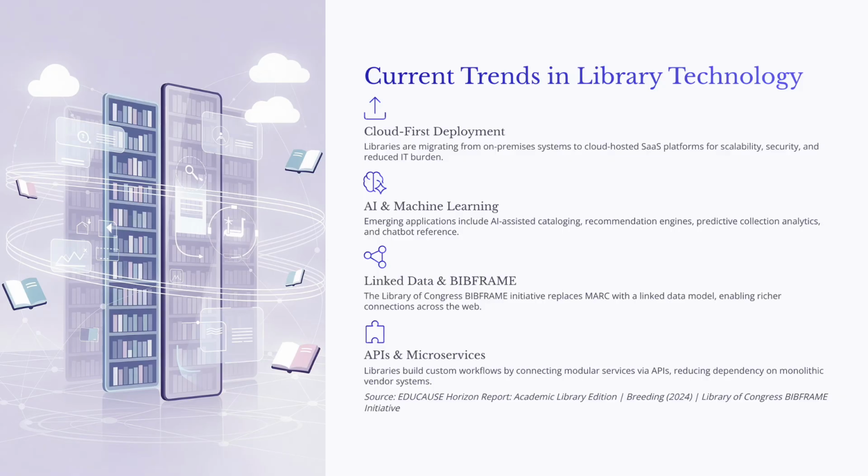And finally, microservices and APIs are changing how libraries build their technology stacks. Instead of buying one monolithic system that does everything, libraries can assemble workflows from modular services connected by APIs. FOLIO is built on this model. It means more flexibility, but also more complexity.